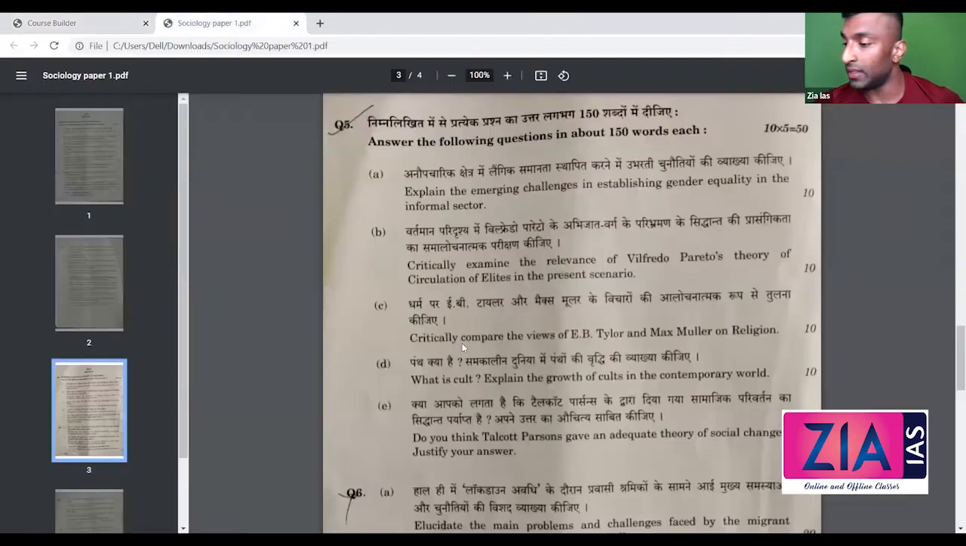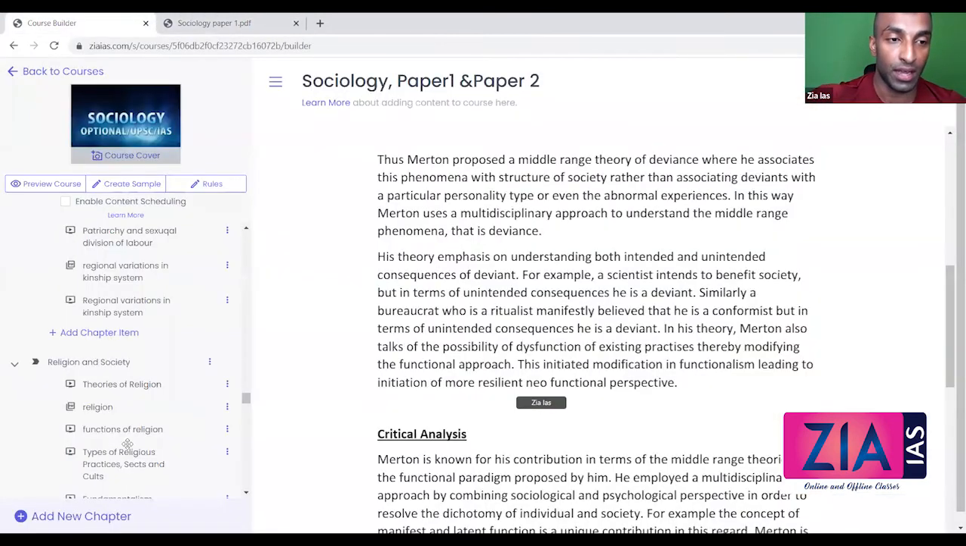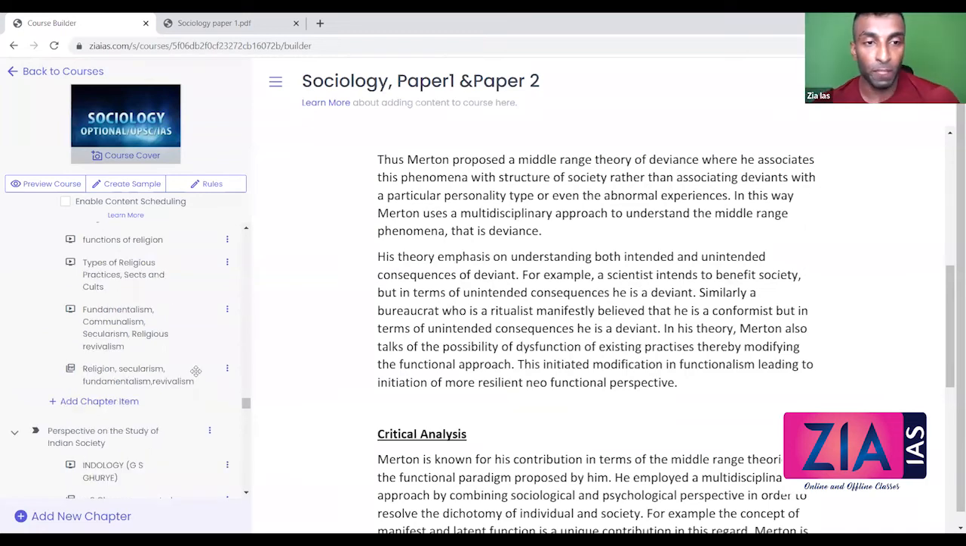What is a cult, guys? If someone is attending from the last session, this again I've told. Alternate years they used to ask this question: sect, cult, religion, continuum. So I always emphasize this and religious revivalism. I've taken it together on the same day, so that's why I do it like that. The reasons for growth of cults in the contemporary world, everything, right? So it comes in the same chapter itself. As I've told you, I've taken religious revivalism, secularism, fundamentalism, communalism, everything together. Where is sect and cult? Yeah, here it is. Sect and cult is coming here.